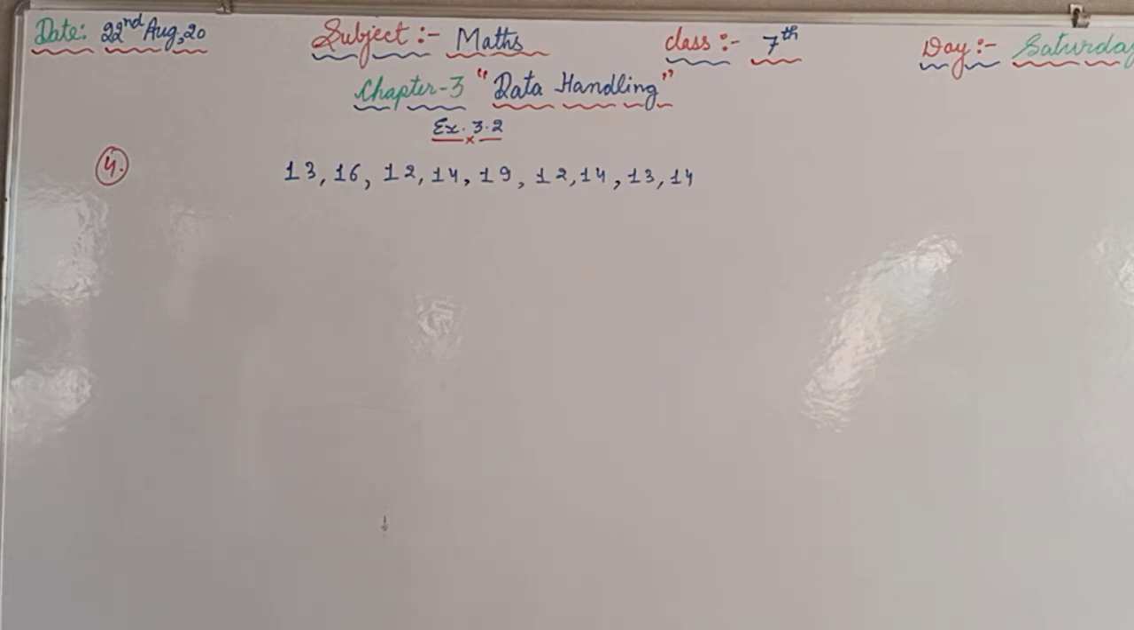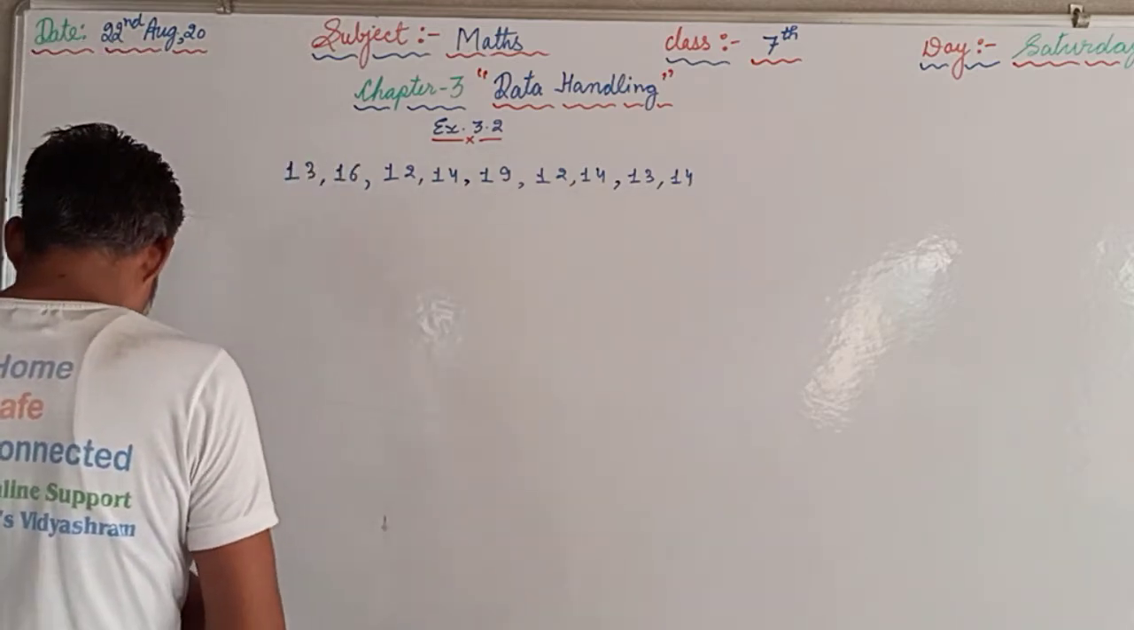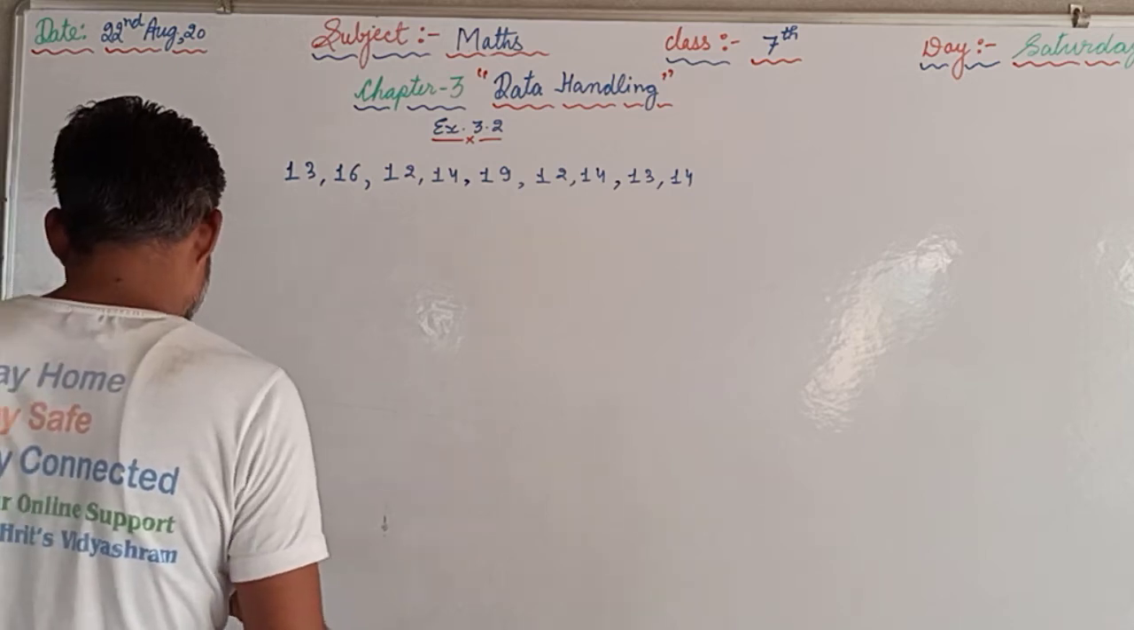Here we are supposed to find mode and median. To find mode or median, first of all we are supposed to arrange these observations in the ascending order. So now we will arrange in the ascending order.